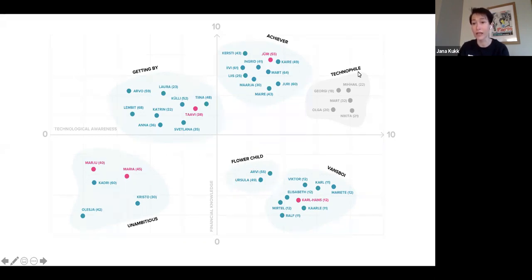And also you can see here the grayscale-ish clouds of personas, which was quite common in the interviews. So there were quite many people that represented a rather technologically aware type of person, and who was also quite good with the finances. But here again, the client, the bank, said that it's okay, these are sort of too extreme for us.